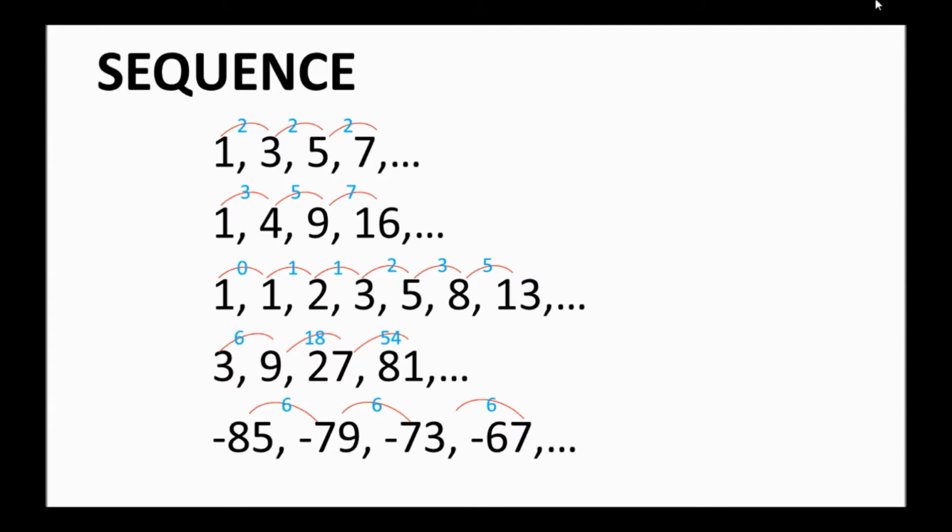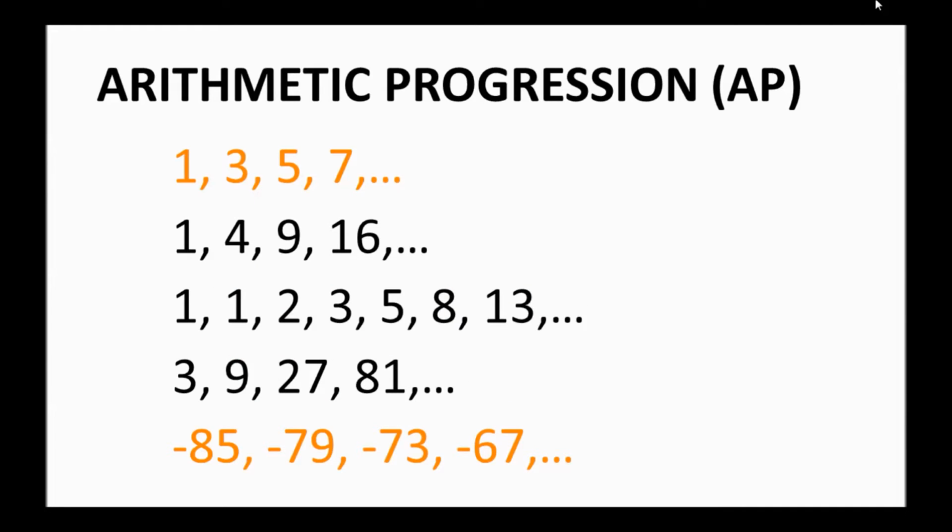So friends, whenever the difference between the consecutive terms of a sequence is the same, that sequence is defined as an arithmetic progression. So the first one and the last one are arithmetic progressions because the difference between the consecutive terms was the same. So my friends, I hope the meaning of arithmetic progression is very clear. As far as the definition is concerned, arithmetic progression is defined as a sequence in which the common difference of consecutive terms is the same.